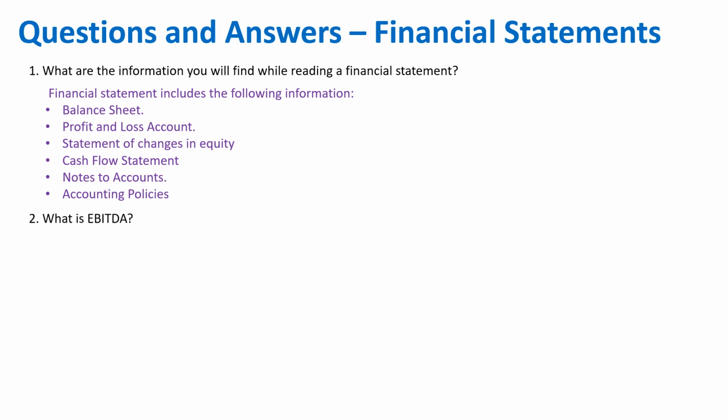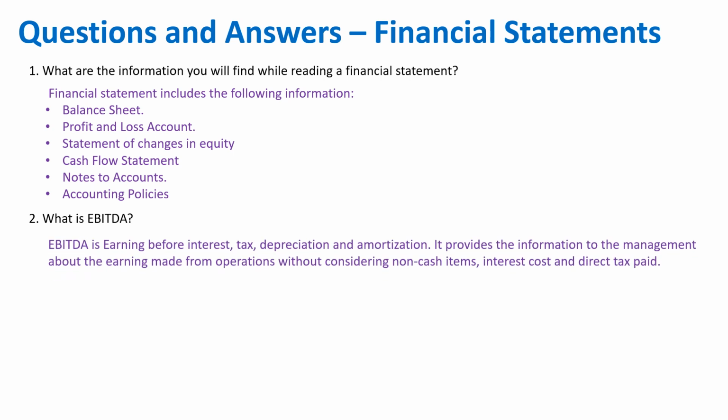Second question, what is EBITDA? So EBITDA is earnings before interest, tax, depreciation, and amortization. It provides the information to the management about the earnings made from operations without considering non-cash items, interest cost, and direct tax paid.